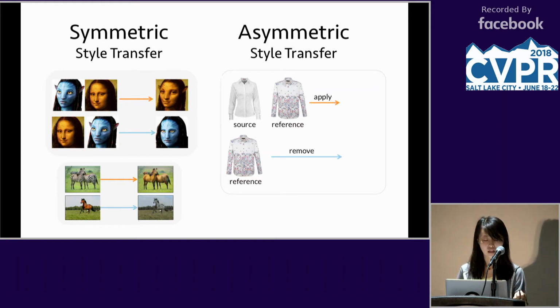Another example of asymmetric style transfer is transferring the patterns from a reference onto a white shirt. The backward function will be removing the patterns from the shirt to get a white shirt. Again, the forward function requires two images as input, while the backward only needs one.